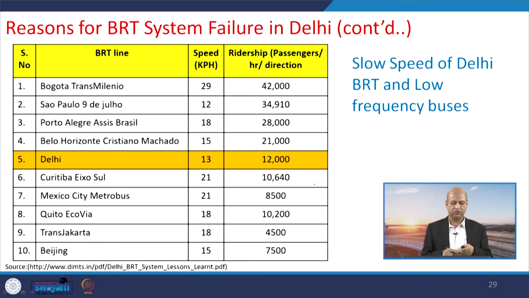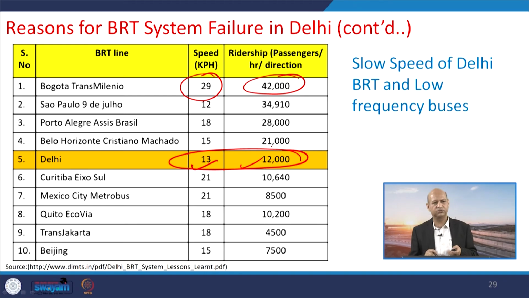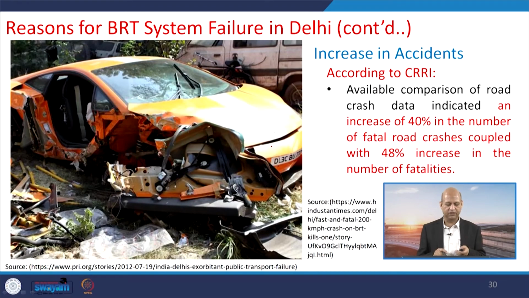Also, one reason: the average speed in Bogota is 29 kilometers per hour, and the ridership is around 42,000 passengers per hour per direction. In the case of Delhi it was not more than 13 kilometers per hour and 12,000. So, it was not so good, and you can say it was poorly implemented, and ultimately it even resulted in a lot of accidents. There were cases of around a 40% increase in the number of fatal road accidents and a 48% increase in fatalities. So, that is again a negative part.